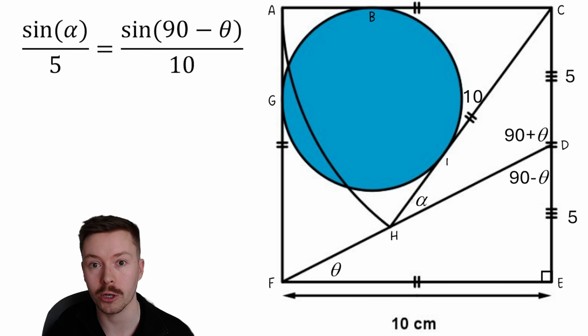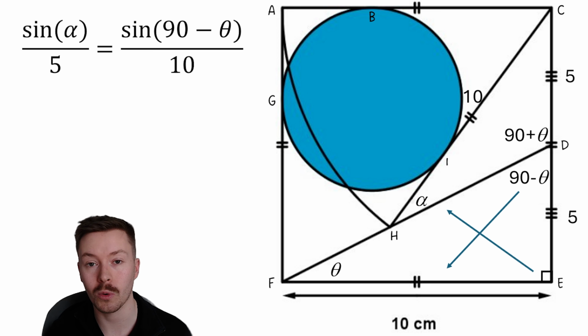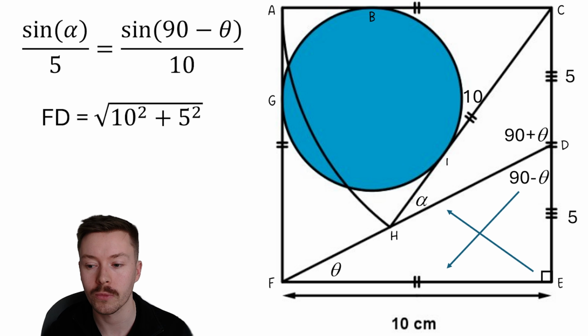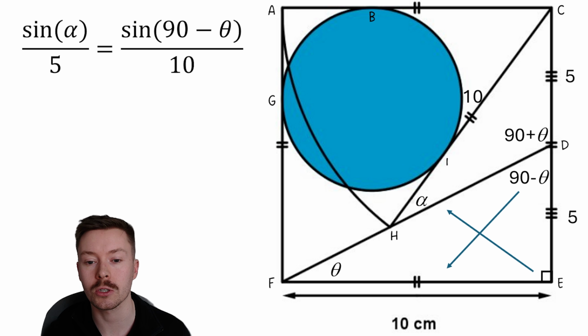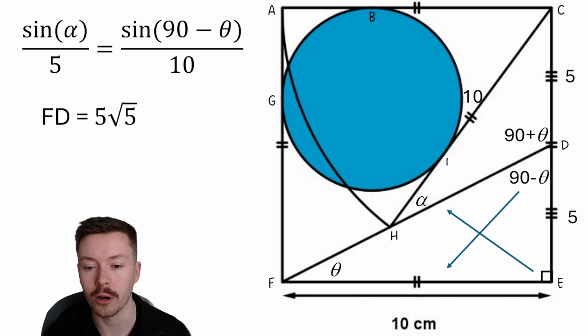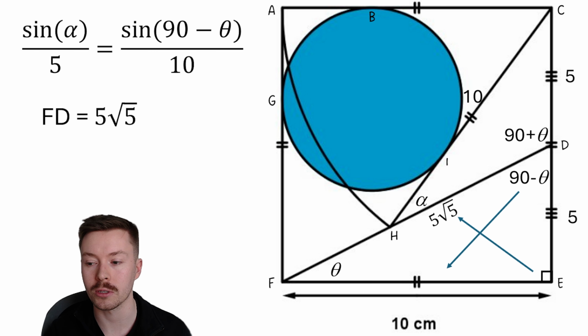So if I look at my triangle DEF, opposite is the 10, and the hypotenuse, well, I haven't worked that out yet, but I can work that out because I've got the other two sides, so I can use Pythagoras. So 10 squared plus 5 squared and square root it will give us 5 root 5. That is therefore going to be the length DF, the hypotenuse, which is what we need.